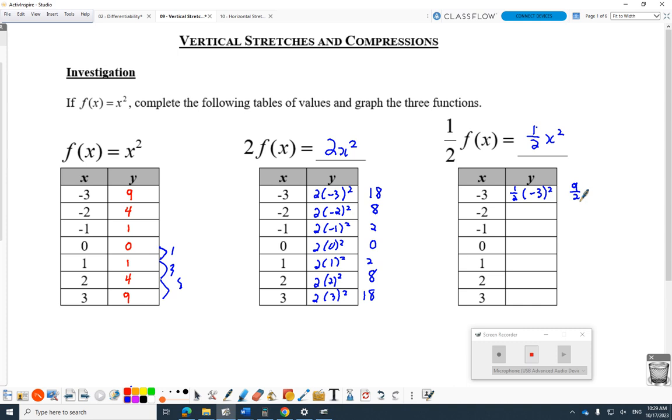How is it still x squared? Oh, because it's saying the original f at x is x squared. Oh, okay. And it's saying half f at x, so half of x squared. Yeah, okay, good.